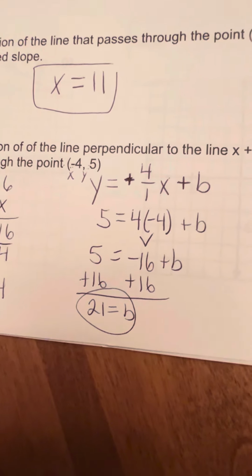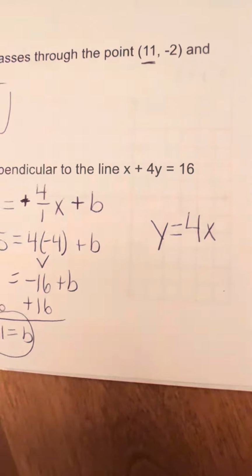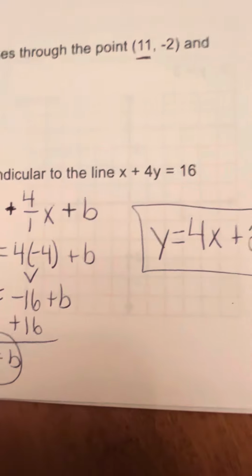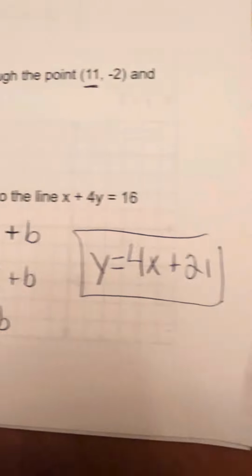And now I want to write that equation, y equals, here's our slope, 4 over 1, or just 4x plus that 21. And this is how you would write a perpendicular line with that particular point involved with it.